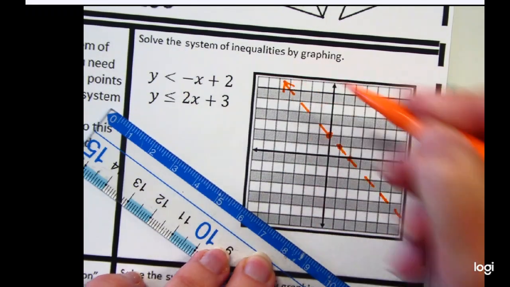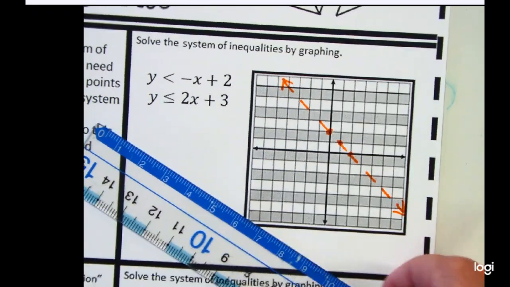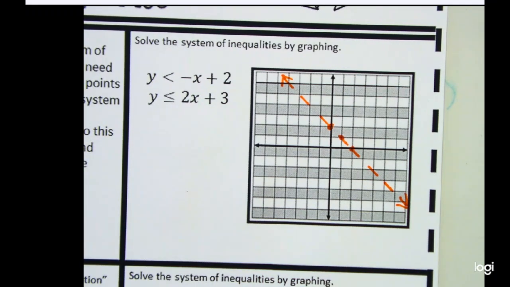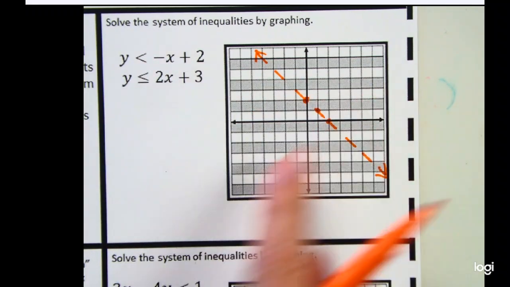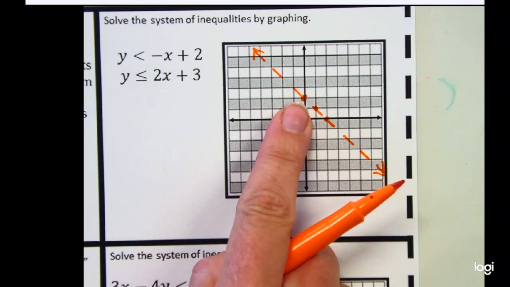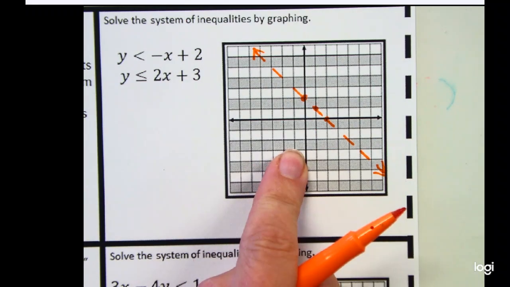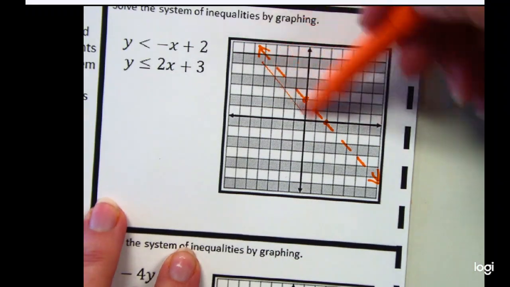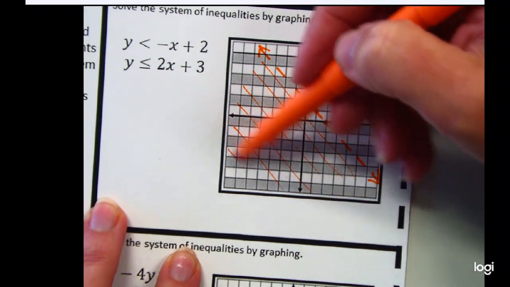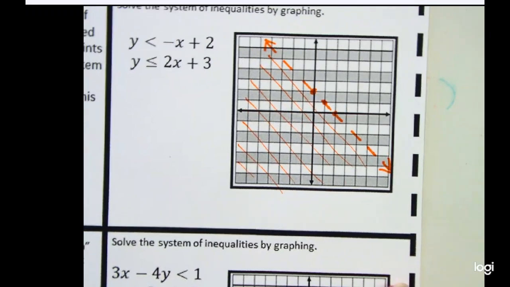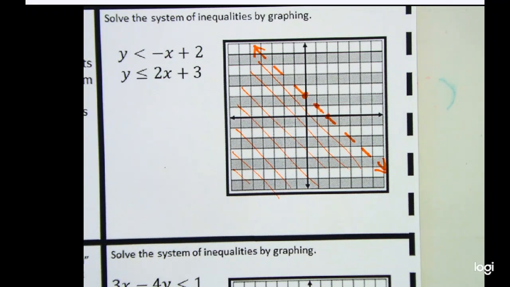All right. Now the next thing I need to know is which way should I shade? It says it is less than. So I can do a test point, or I can look at my y-intercept and I can say less than. So you were correct. I'm just going to do this lightly, you guys. Lightly, lightly, lightly. You'll remember why in a moment. So we have two equations, and we're going to graph them both on the same coordinate plane. So let's look at our next one.